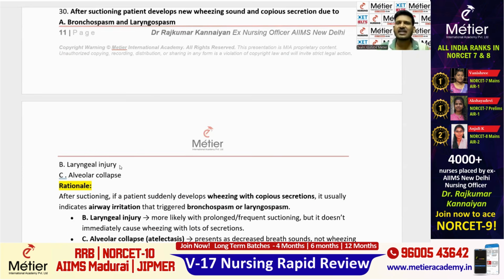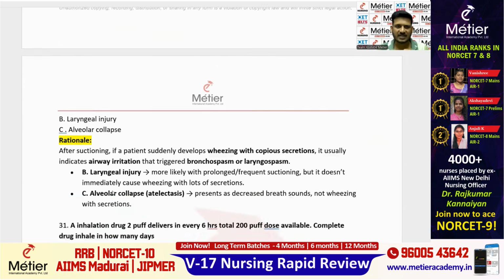Okay, guys. See, laryngeal nerve injury will not be there immediately after doing the suctioning. Only if there is continuous damage to the laryngeal nerve will laryngeal nerve injury take place, not immediately after doing one suctioning. And alveolar collapse is not possible, because the suction tip is not going to enter inside the alveoli. It will go up to the bronchi only. So you can eliminate option C. The leftover option is bronchospasm and laryngospasm.